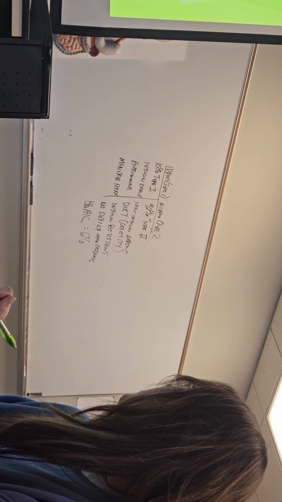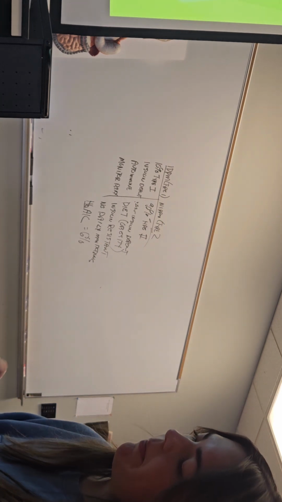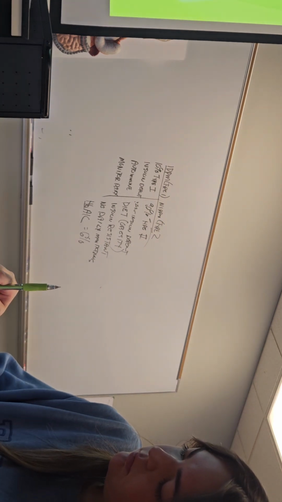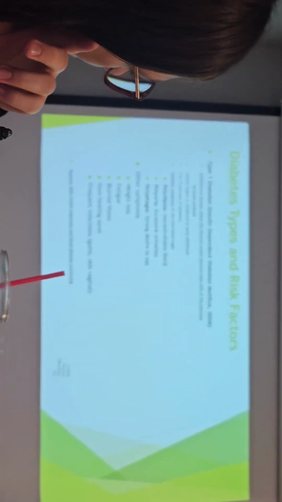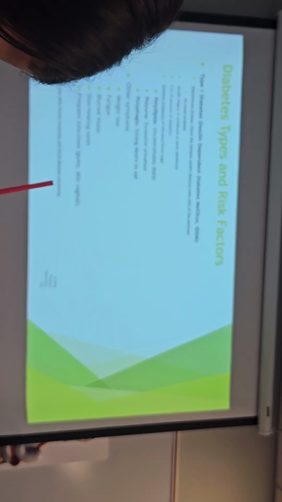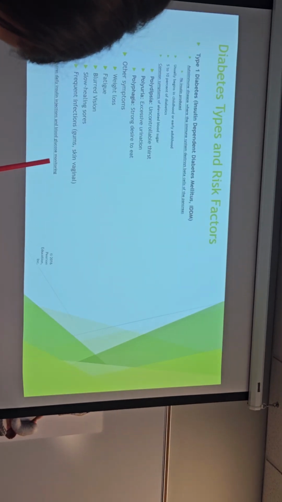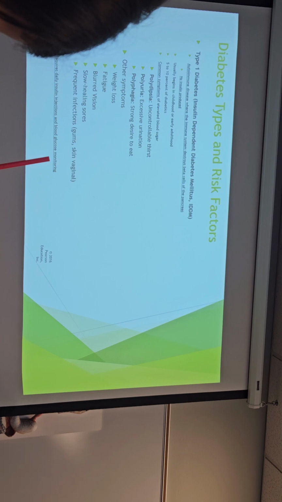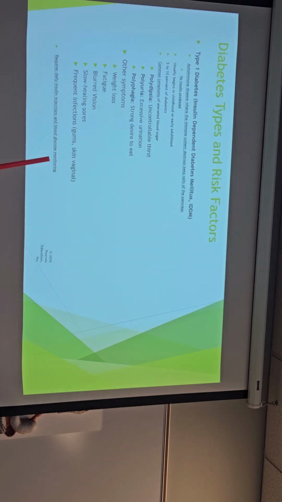Be able to list the major symptoms of diabetes and explain why diabetic patients have these symptoms. Okay, so those symptoms are under type 1. And yeah, you got to know the scientific terms: polyuria, polydipsia, and polyphagia. So polydipsia is extreme thirst or uncontrollable thirst.